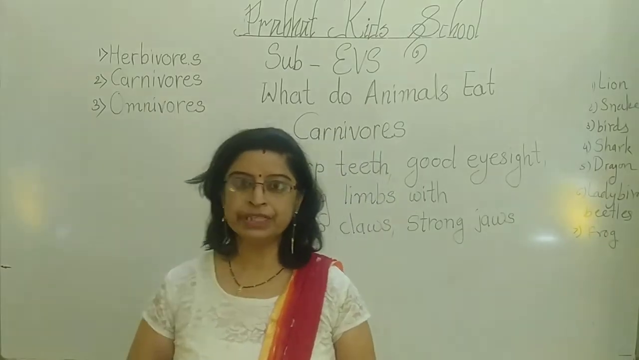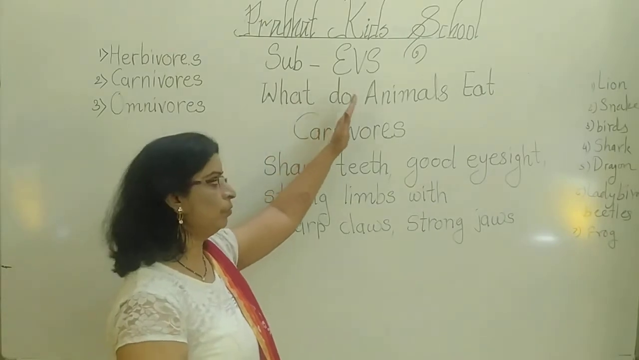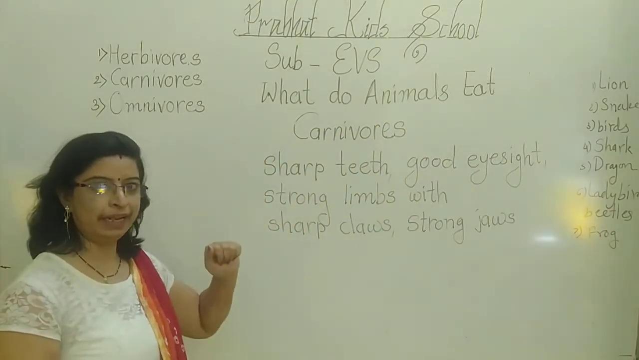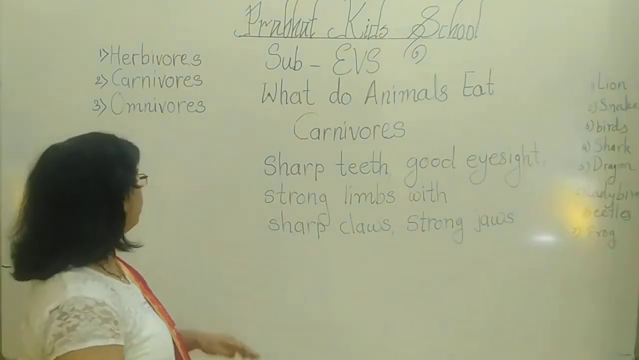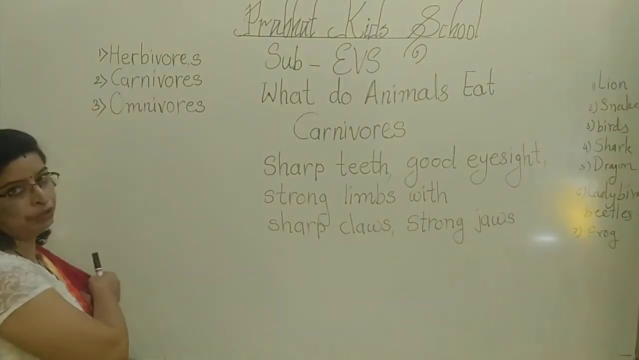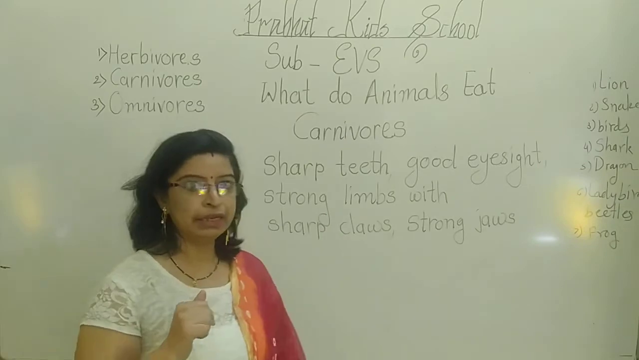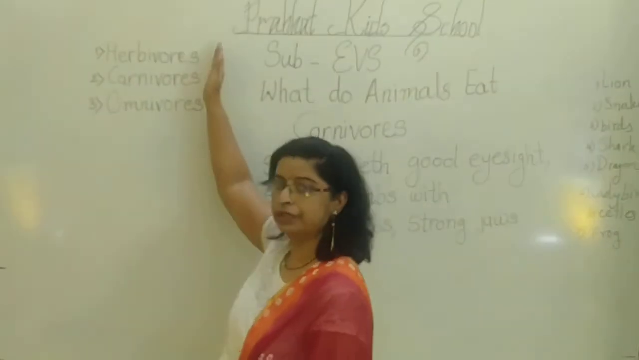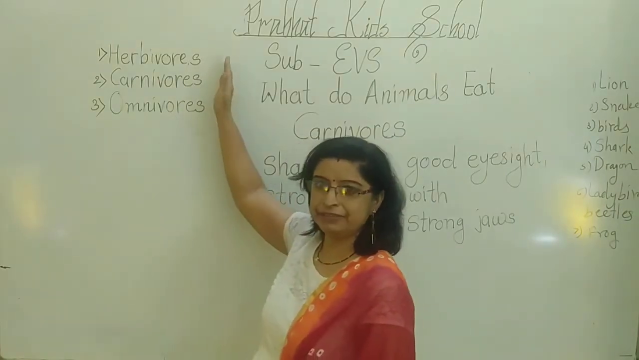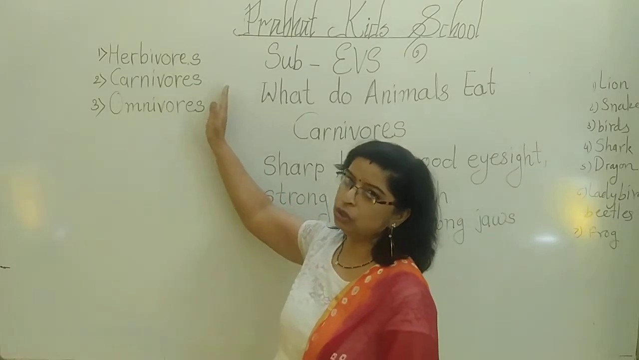Yes, in the previous period we just introduced the lesson, what do animals eat. In that, animals are categorized into three groups, which are herbivores, carnivores and omnivores. According to their eating habits, what type of food they eat, animals are classified into these three groups: herbivorous, carnivorous and omnivorous.